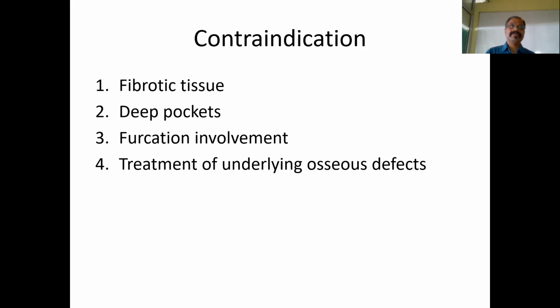Furcation involvement. Whenever there is a furcation involvement, especially grade 2 or grade 3, just doing a curettage is not going to serve any purpose, because there are certain bony defects as well. So you require a surgical intervention there. The fourth one is treatment of any underlying osseous defects. Whenever there are osseous defects, like a 2-wall or 3-wall, or circumferential or vertical defects, what we want is access to the surgical area for a procedure of regenerating the lost tissue attachment.